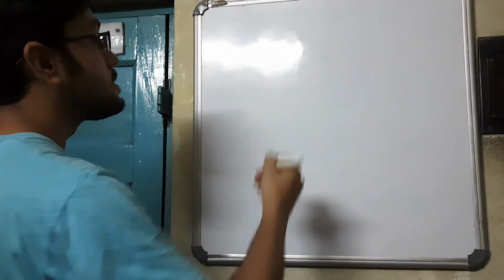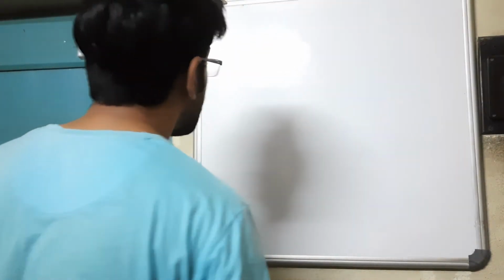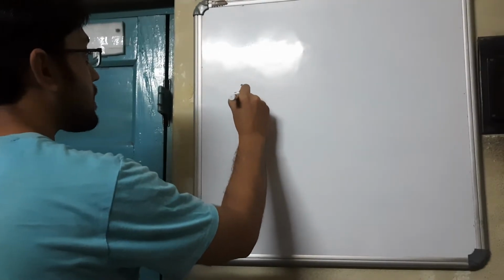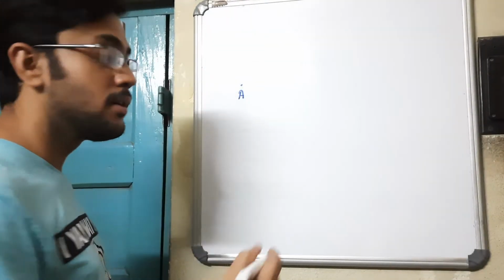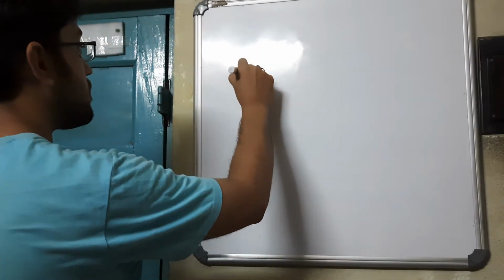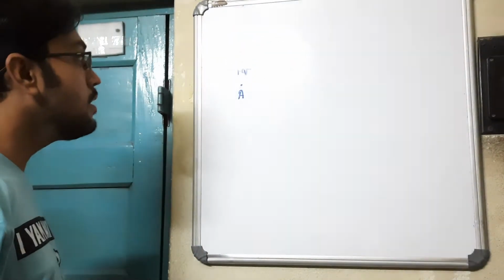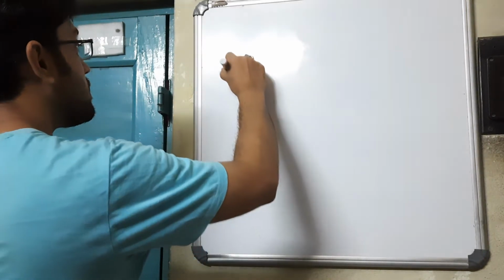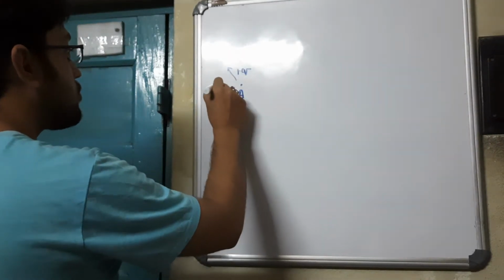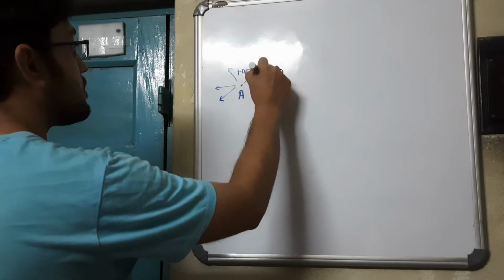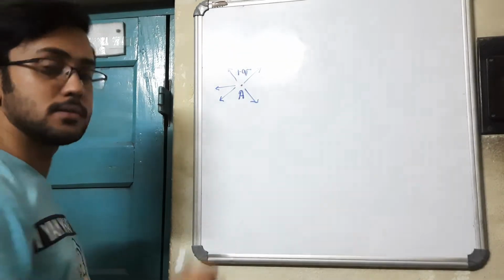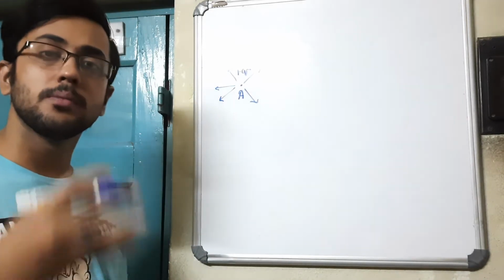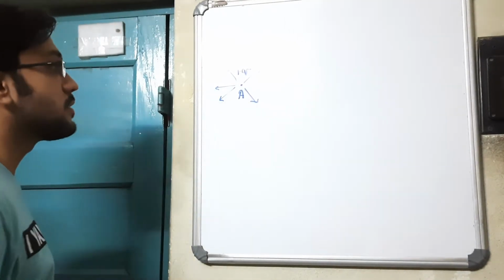So if we have this basic idea of a potential, suppose there is a point A, and at the point A we have a positive charge plus Q. Because of this positive charge plus Q, there will be a radially outward moving electric field in all directions. It's a point charge plus Q, so in all directions there will be a radially outward electric field.